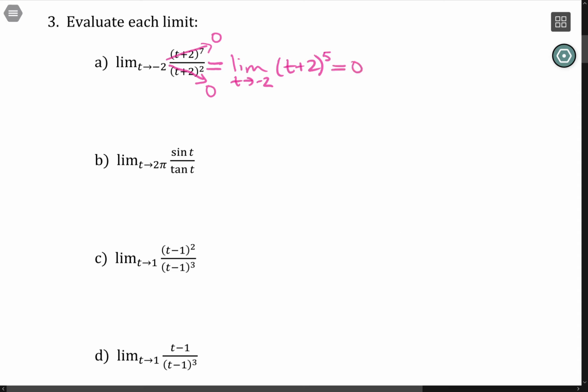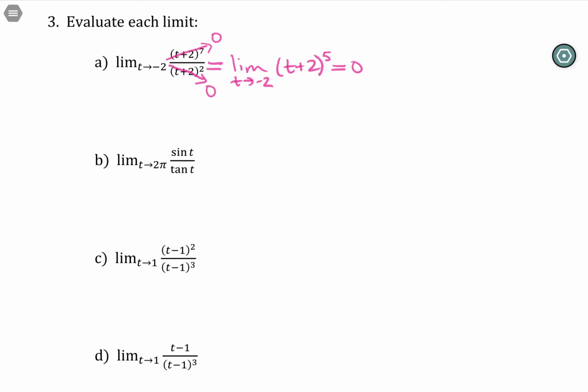And you want to keep remembering that we're talking about limits. So yes, we do plug in the number when we can, but the question is still about what's happening really close. If t is really close to -2, our answer is really close to 0. So it's not actually saying when t is -2, our answer is 0. Okay, so we started with a 0 over 0 limit, and we got 0.